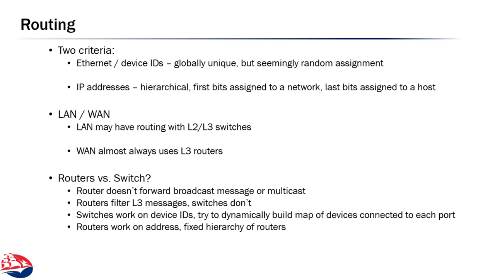So it turns out that there are really going to be two criteria for routing that we could use. One of which is we could look at using some kind of unique device ID. While these device IDs are, at least theoretically, globally unique, they don't have any natural structure. For instance, if we buy a computer lab, we might get a bunch of network cards from Dell that have the same first numbers because those are assigned to Dell.